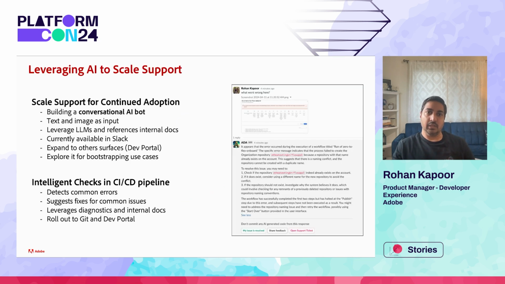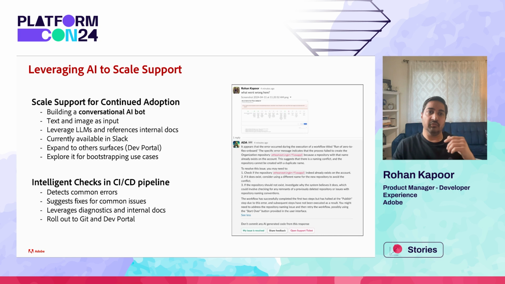We are working to scale support with a conversational AI bot, which utilizes LLMs, is based on internal documentation, and is currently offered in Slack, but our plan is to expand it to other surfaces in the Adobe ecosystem. Here is an example where I uploaded an image where I had an issue with one of the templates. The bot was able to identify the root cause and offer me a solution, which I was able to validate. So this again has a compounding effect on what we can do with support.